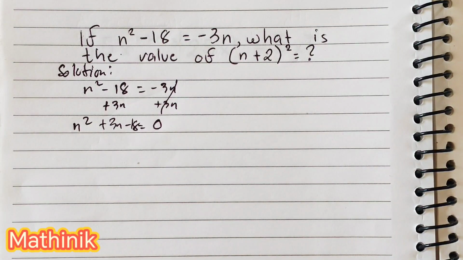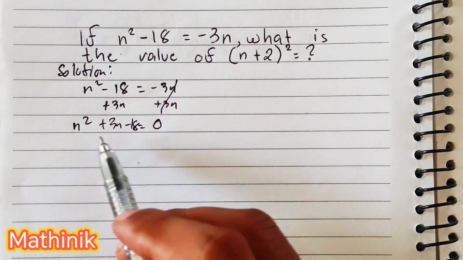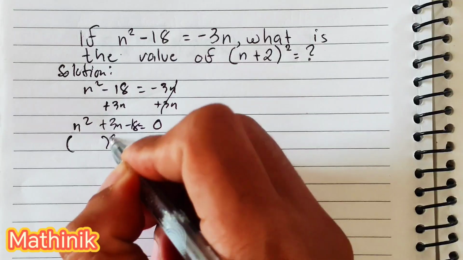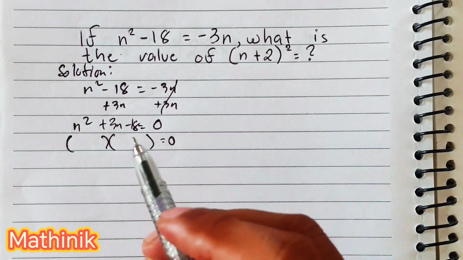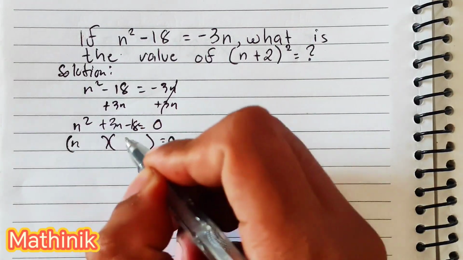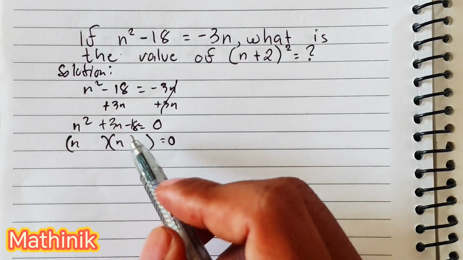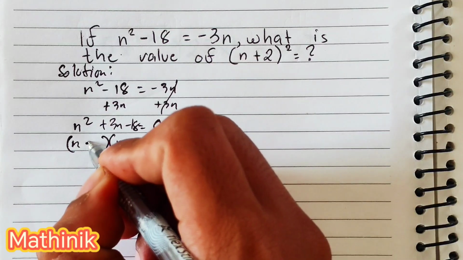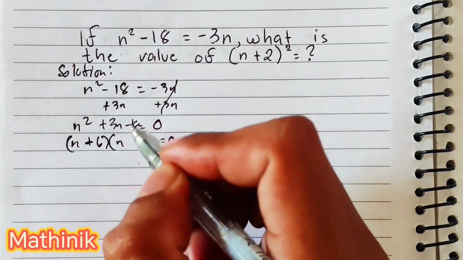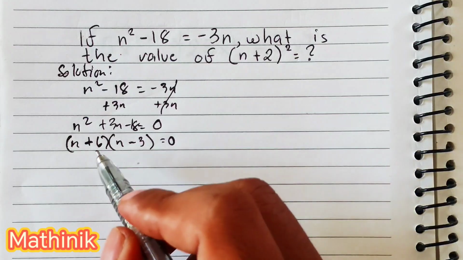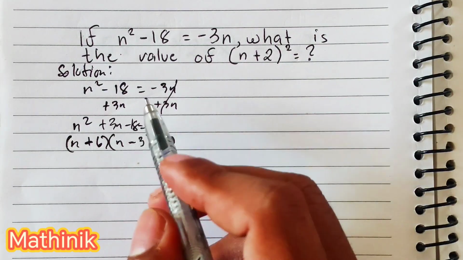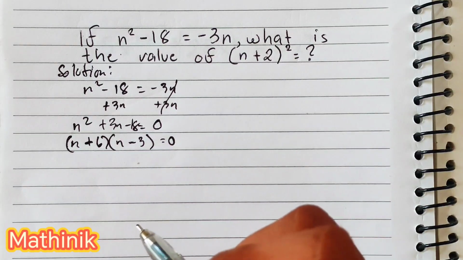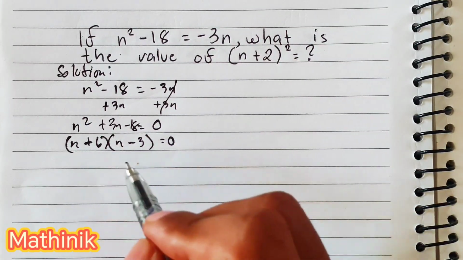Next, we factor out this trinomial. So it will become like this. The factor of n squared is n times n. And the factors of negative 18 that add up to positive 3 are positive 6 and negative 3. Positive 6 times negative 3 is negative 18. Positive 6 plus negative 3 is positive 3. So therefore the factors are n plus 6 and n minus 3.